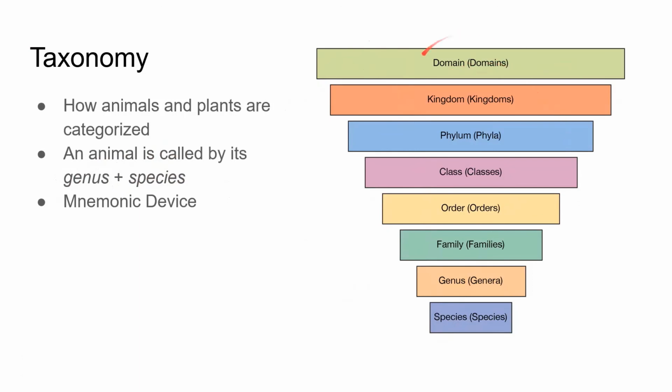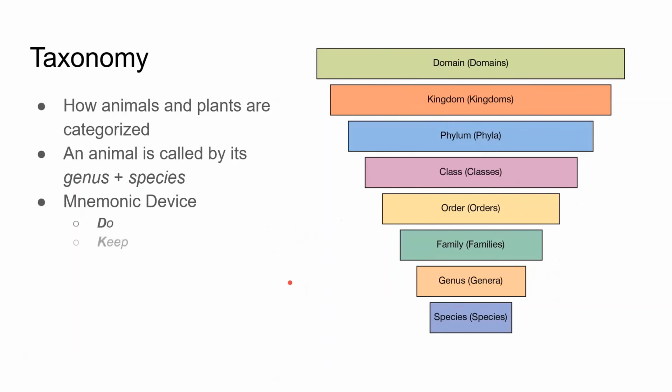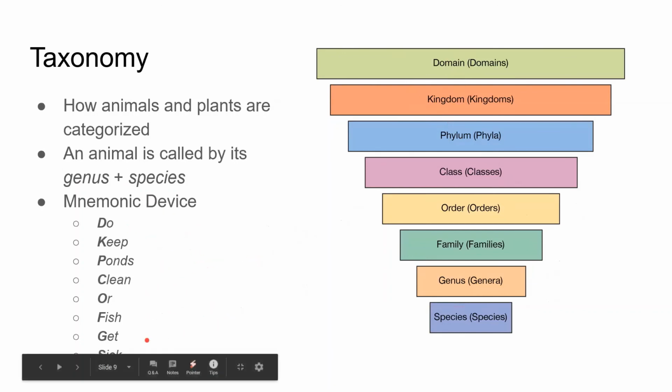So domain encompasses everything: domain, kingdom, and then phylum, class, order, family, genus, species. So a way to remember that is this mnemonic device: do, keep, ponds clean, or fish get sick. So domain, kingdom, phylum, class, order, family, genus, species.